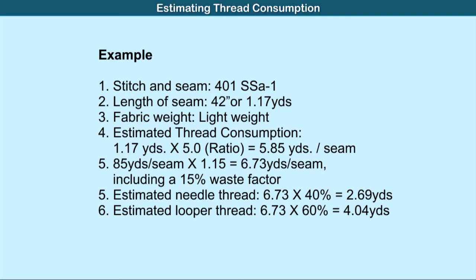Estimated needle thread will be 6.73 multiplied by 40%, which is 2.69 yards, and estimated looper thread will be 6.73 multiplied by 60%, which will be 4.04 yards.